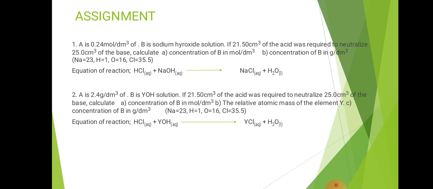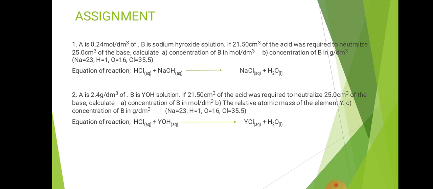08034187864. In the first question, you are having 0.24 mole per dm cube of an acid titrated against sodium hydroxide base, and you are given that 21.5 cm cube of the acid neutralized 25 cm cube of the base. You have to calculate the concentration of the base in mole per dm cube and also the concentration of the base in gram per dm cube.